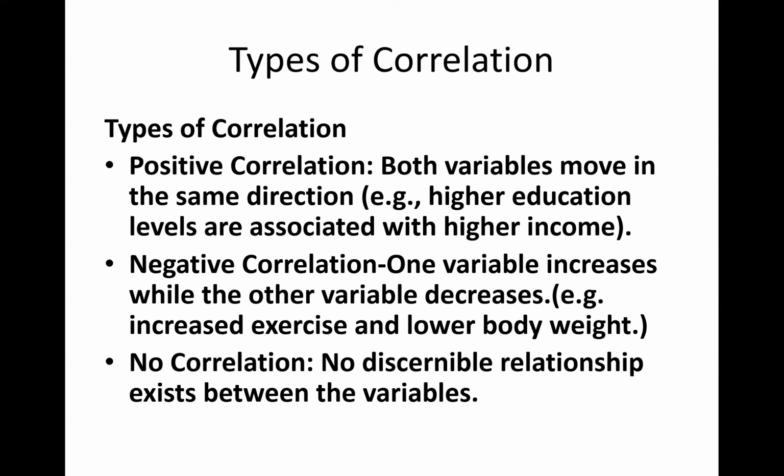So there's several different types of correlation. We can have a positive correlation where both variables move in the same direction. So an example is the higher one's education level is, it's associated with higher income. We can also have a negative correlation. So one variable increases while the other one decreases. So increased exercise and lower body weight. And then we can also have no correlation. So this is basically dots all over the place with two sets of variables. Let's take a closer look at what these charts look like.